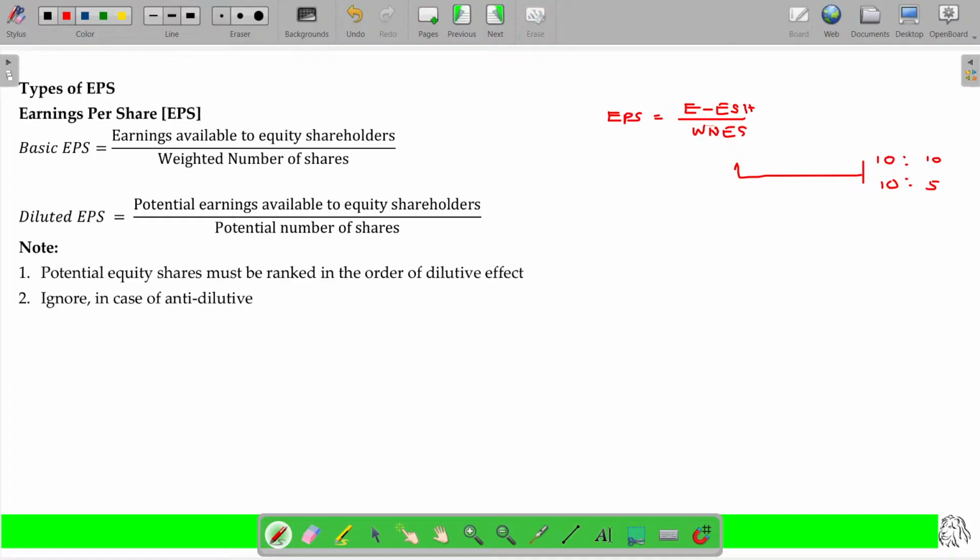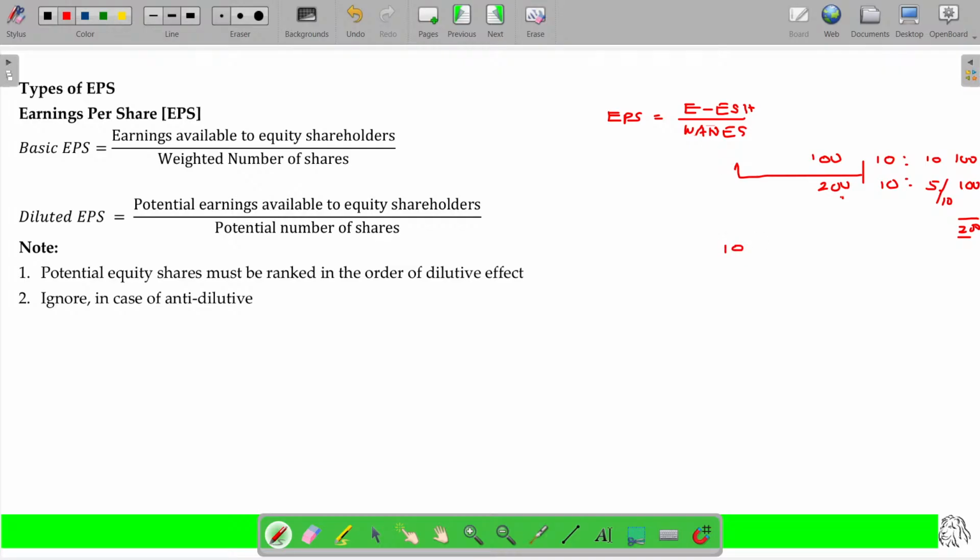If I have 100 shares fully paid, and another 200 shares 50% paid, then the first will be considered as 100 shares, and the second will be considered as only 5 out of 10, no? 50% paid up means 200 shares will be considered as 100 fully paid up shares, so 200 will be the weighted average number of equity shares. Is that okay?